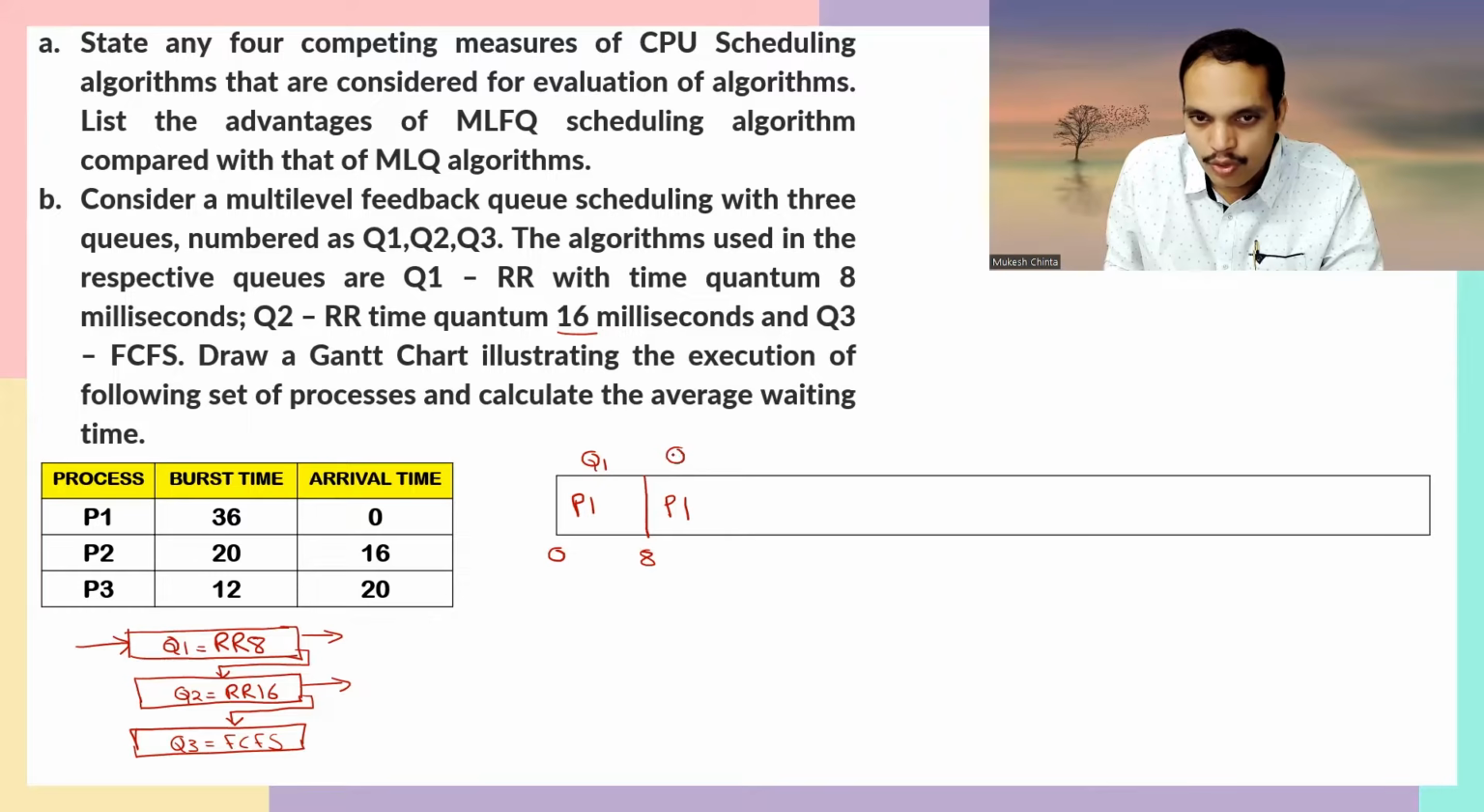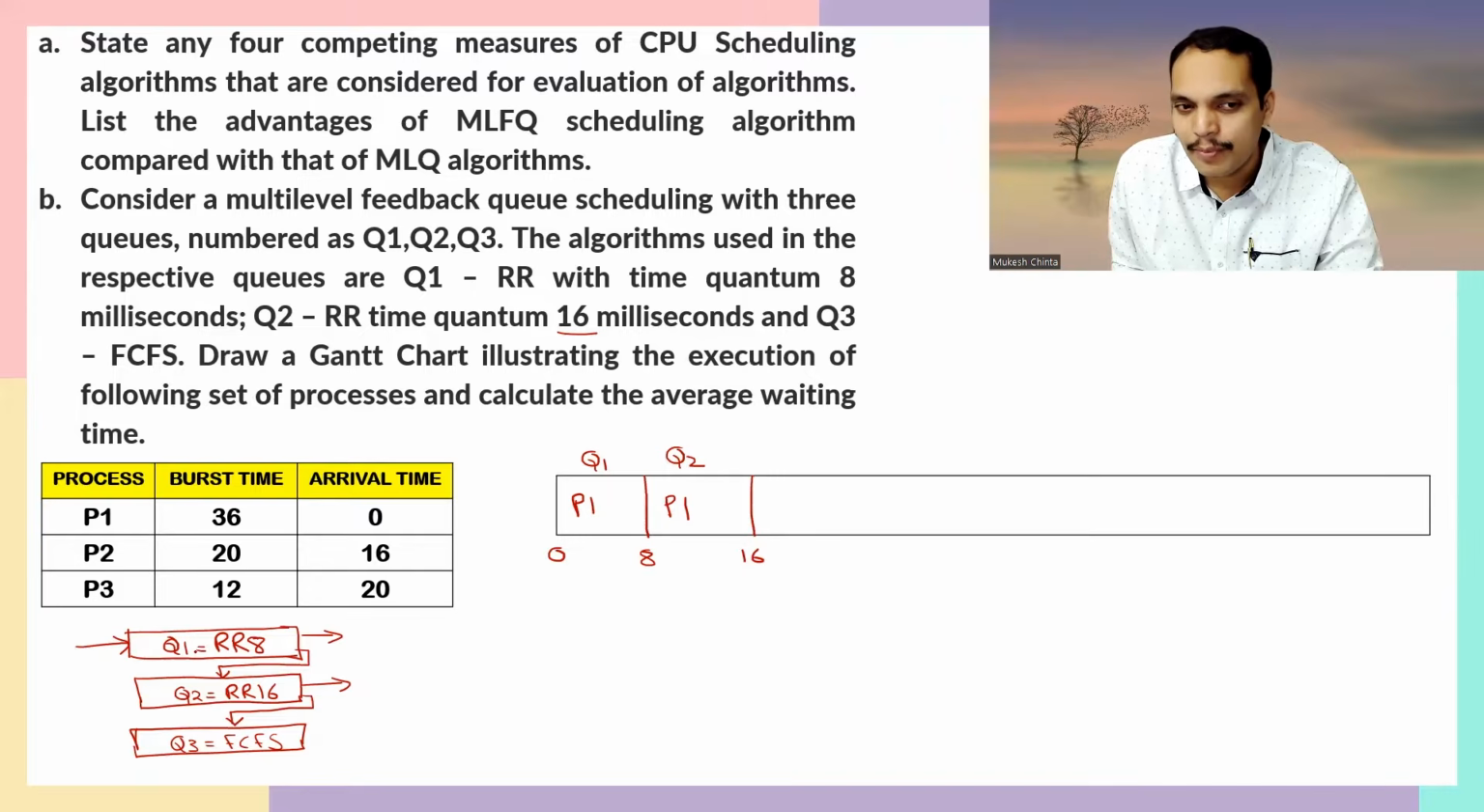Here, this is Q2. While P1 is executing, at time 16, P2 arrives into Q1. If you remember MLFQ and priority scheduling, if there is any process in Q1, you have to preempt any other processes that are executing which belong to Q2 or Q3. So I preempt P1 here.